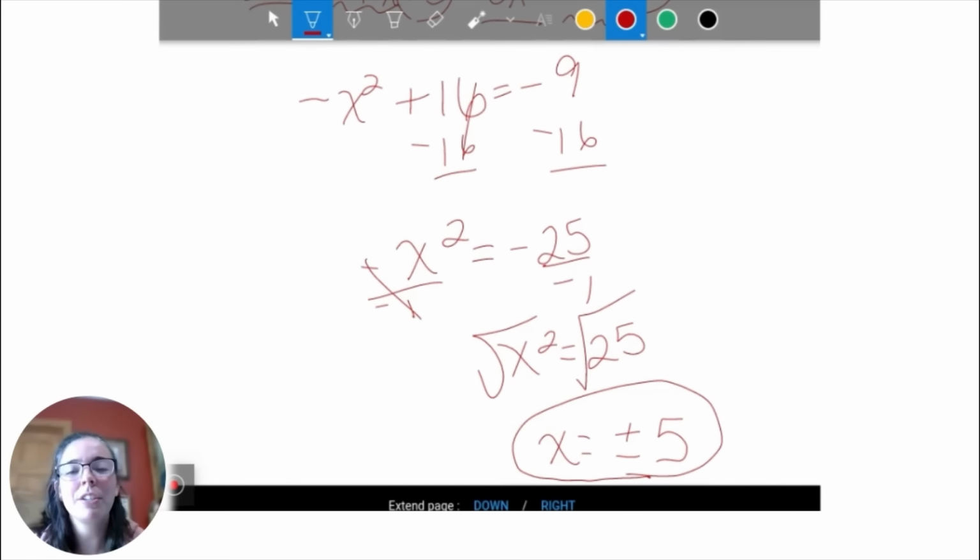So solving polynomial equations, you may have to distribute a negative sign, combine like terms, and then at the end, you may need to take a radical, like the square root or the third root, in order to find the solution.